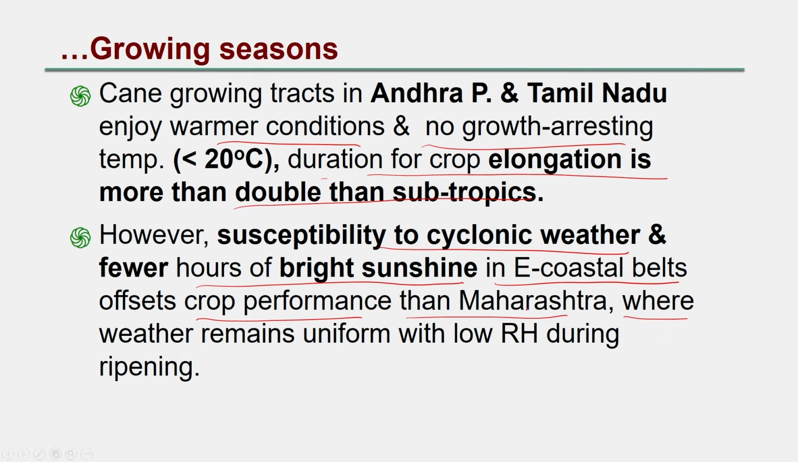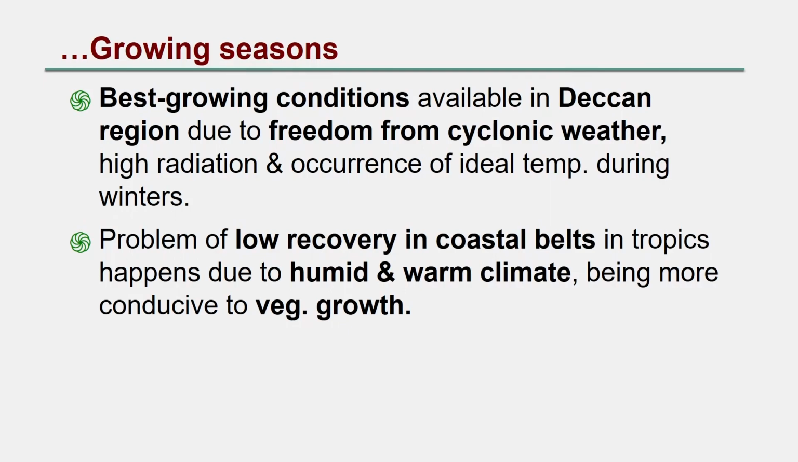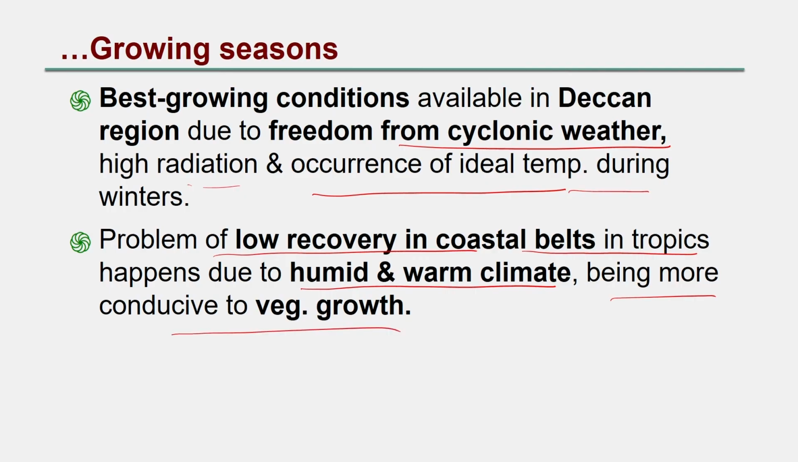than Maharashtra, where weather remains uniform with low relative humidity during ripening. So, these cyclonic winds can cause problems like lodging or loss to the sugarcane crop, particularly in coastal areas. Best growing conditions are available in Deccan region due to freedom from cyclonic weather, high radiation, occurrence of ideal temperature during winters. Problem of low recovery in coastal belts in tropics happens due to humid and warm climate being more conducive for vegetative growth.